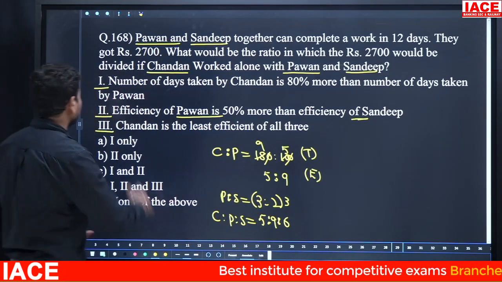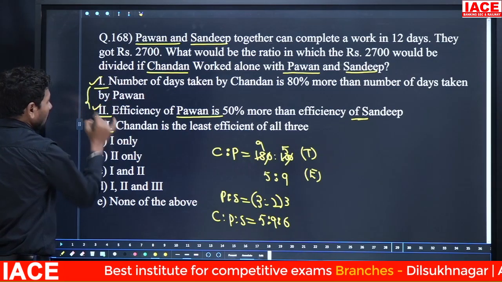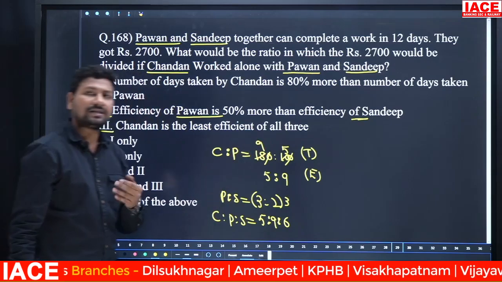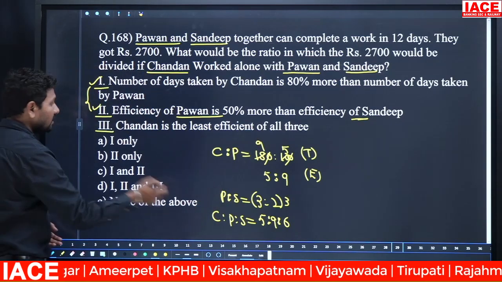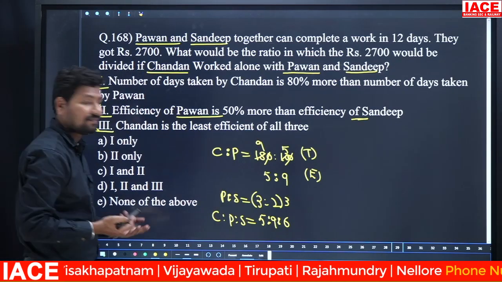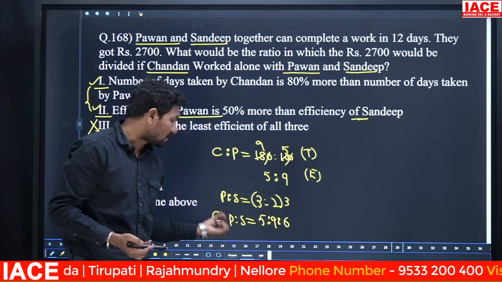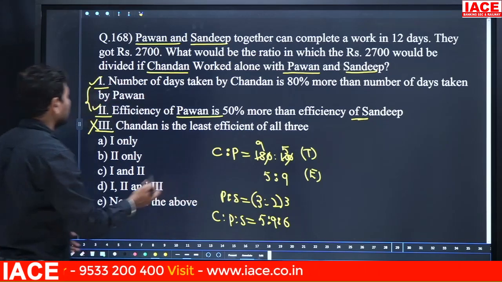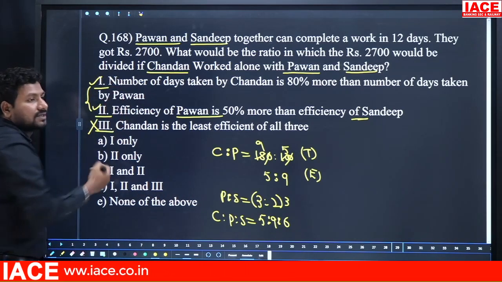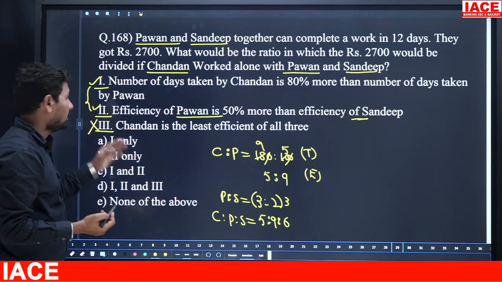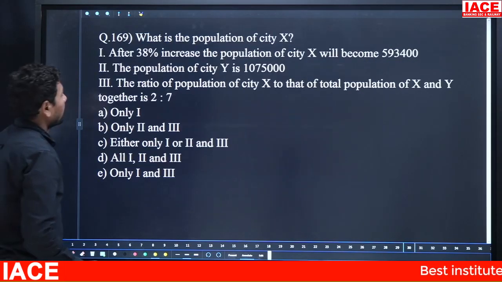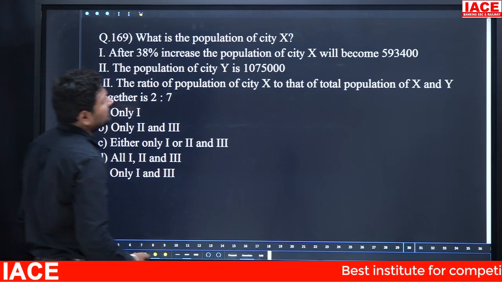That means we are using statement 1 and statement 2, not involving statement 3. Chandan is the least efficient of all three. It is not a required condition. When you are solving this, you can easily guess that Chandan is the least efficient, but it is not required. There is no confusion between 1 and 2. Statement 3 is not required. You just need 1 and 2 to solve the question. Option C.